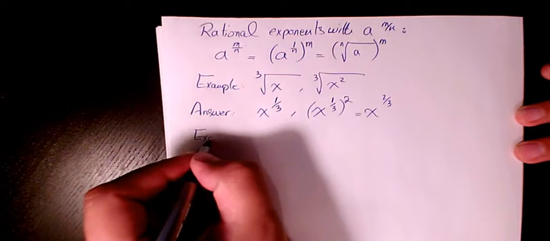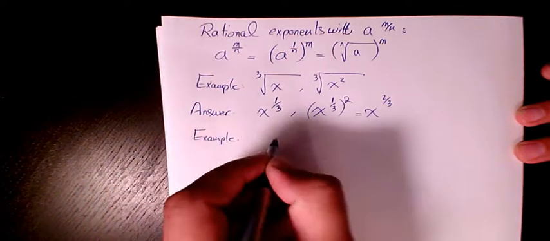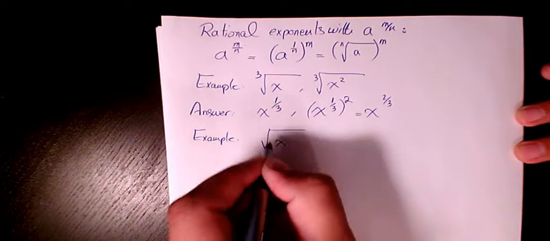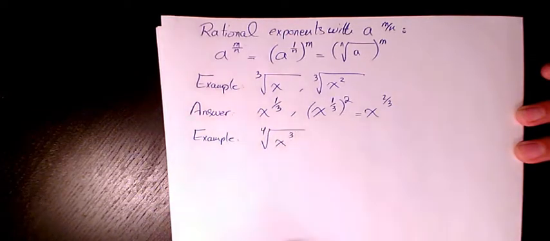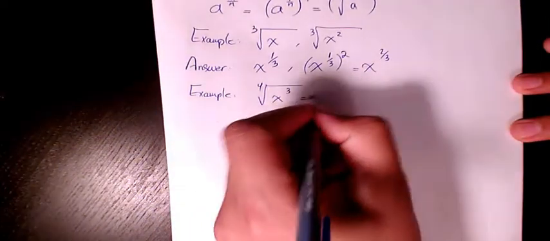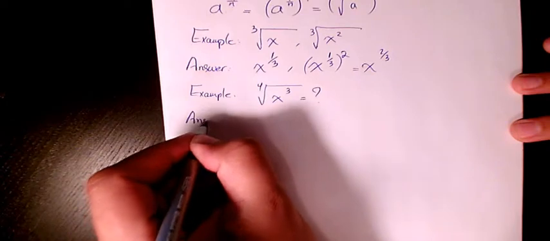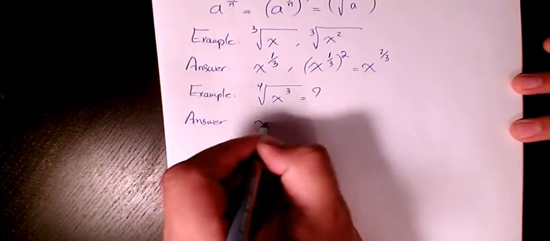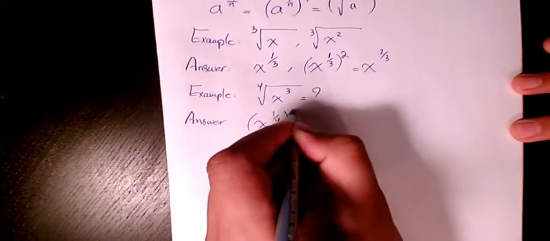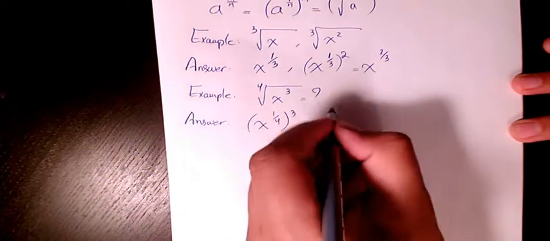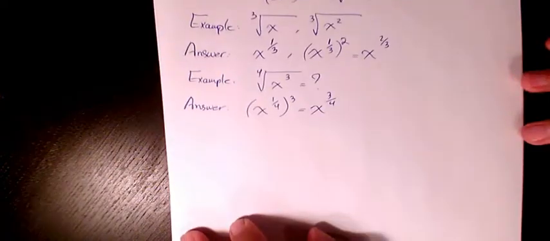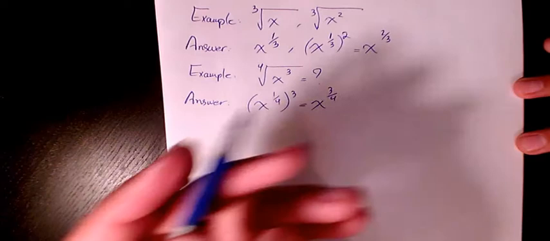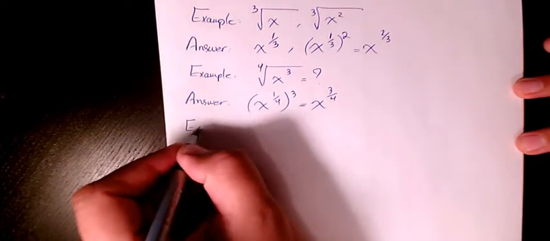Let's see another example. Fourth root of x to the power of 3. In this case, the answer will be x to the power of 1 over 4 to the power of 3. That makes it x to the power of 3 over 4. And that's going to be the final answer. Next example.